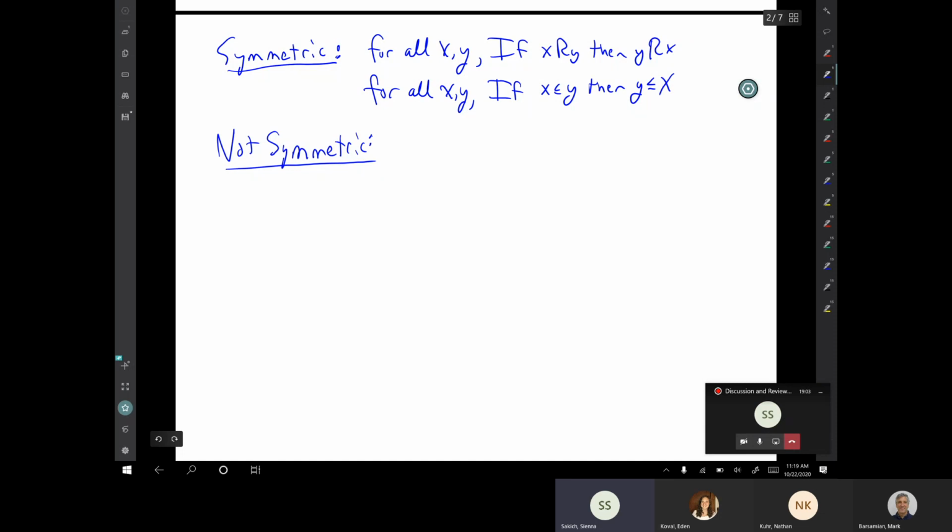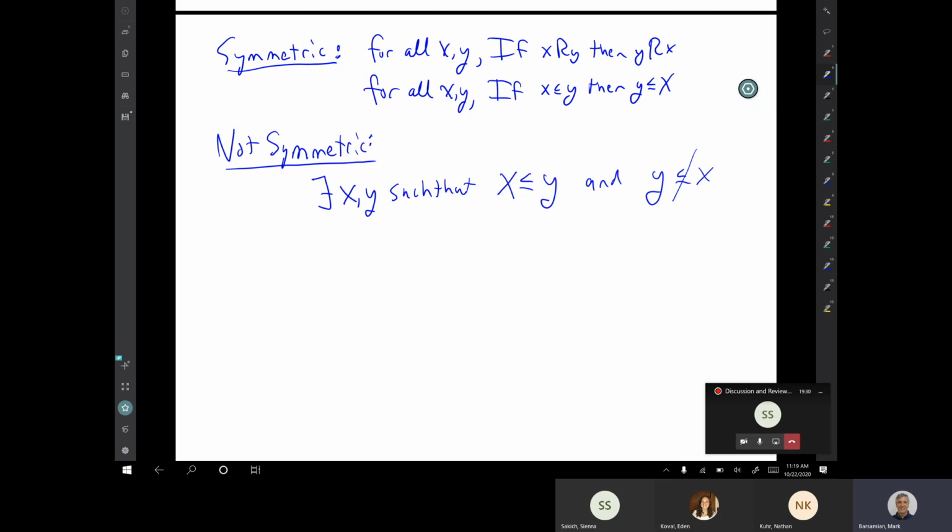I think that it would be that there are elements x and y that work for xRy but don't work for yRx. Yeah, so if you just simply negate that, you get there exists an x and a y such that x is less than or equal to y and y is not less than or equal to x.